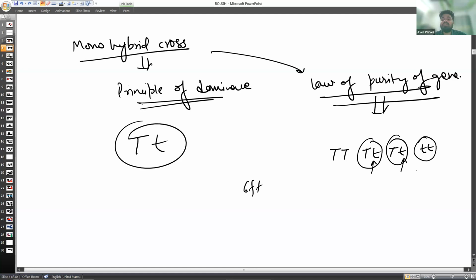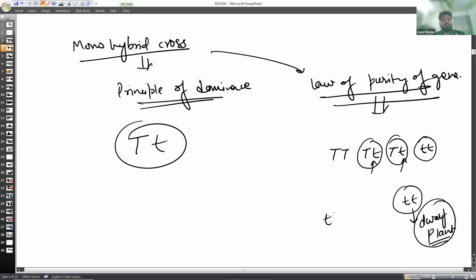The second conclusion we get is that the genes are not intermixed. They maintain their identity. Here, when small t is there, it gives you a dwarf plant. So genes are not intermixed. You understood? They are not going to give you small or average plants. When a gene of capital T and small t are there, they do not give you an intermixed gene. They maintain their identity. They live together, but they are not intermixed.